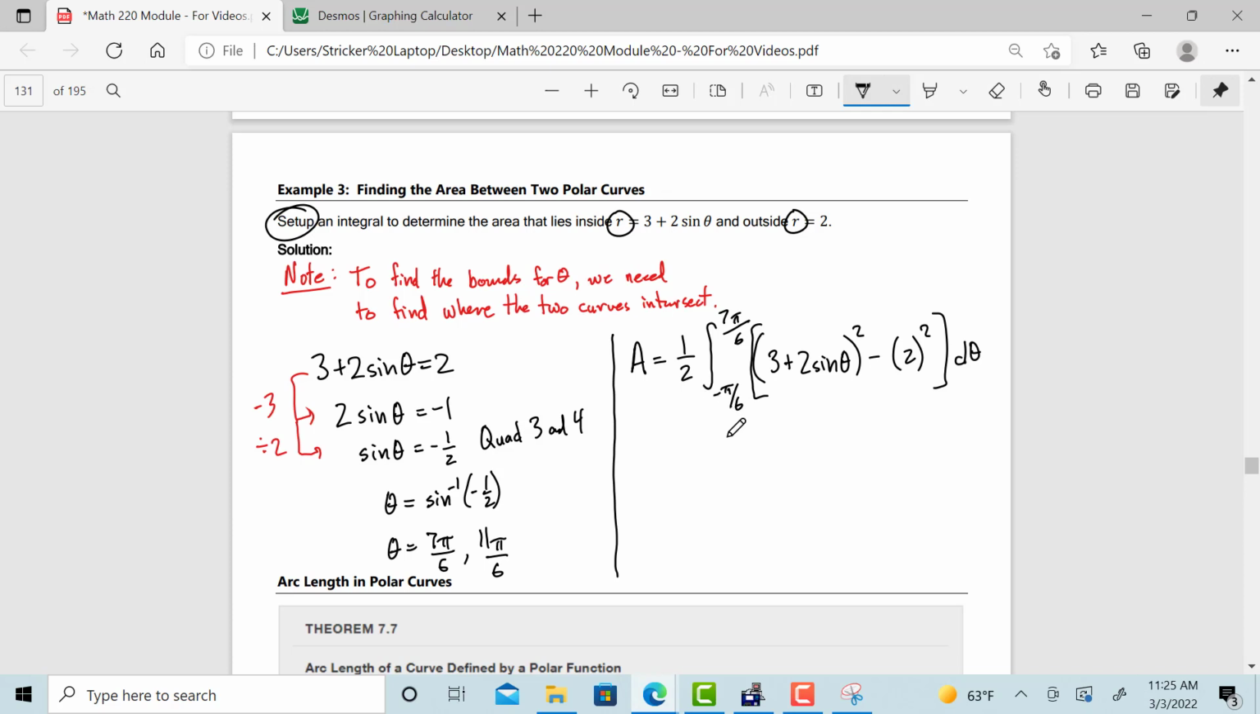I suggest, again, that you include that sketch in your notes so you can reference back what you're doing, but this is how you find the area between two polar curves.